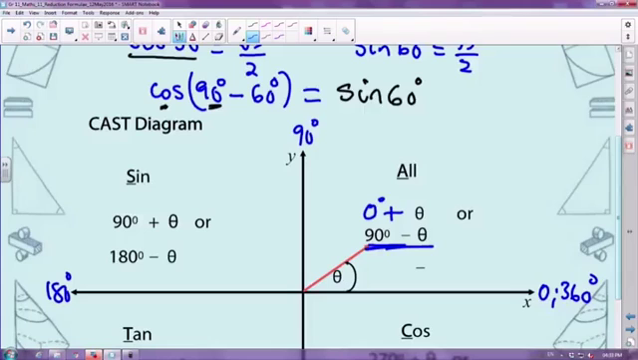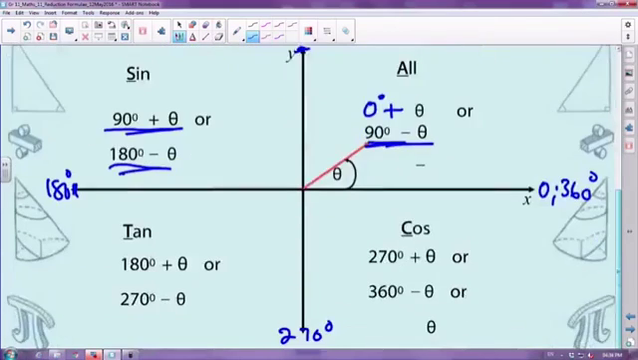But then when we come to the second quadrant, as you can see, it's between 90 and 180. So that's 91, 92, 93, up to 180 degrees. So in the second quadrant, it's 90 degrees plus or 180 degrees minus. And then in the third quadrant, you've got your 181, 182, up to 270. So it's going to be 180 plus or 270 degrees minus an angle. Same thing applies with the fourth quadrant. You've got 270 plus and 360 degrees minus.